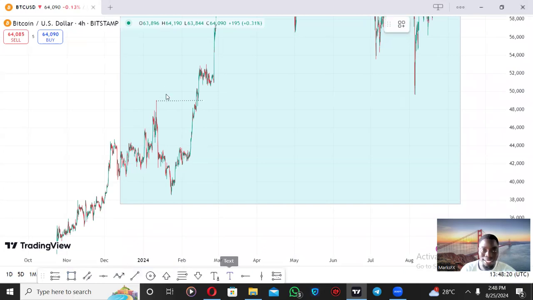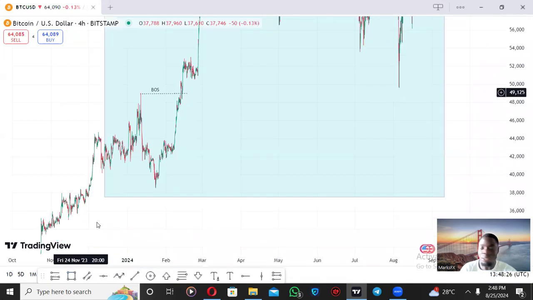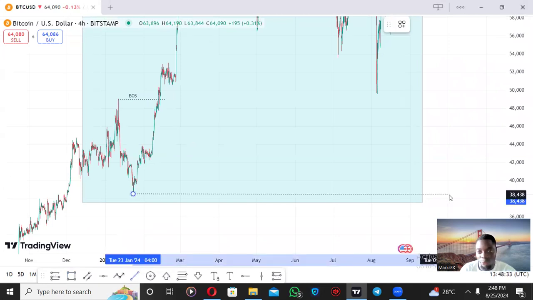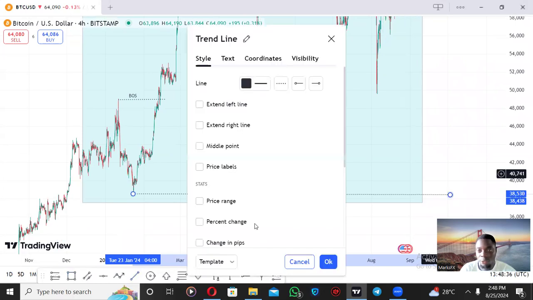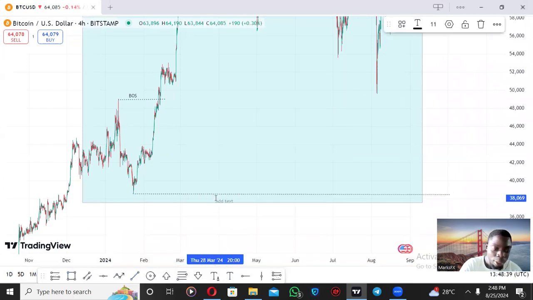Which low led to that break of structure? Which low? This low, right? It was this low that made us break that structure. So that means this low here is your swing low. That low is your swing low that price should not take out. If price takes it out, you are not bearish.